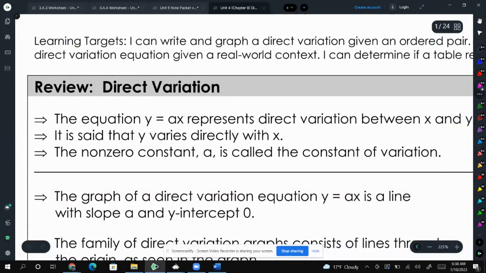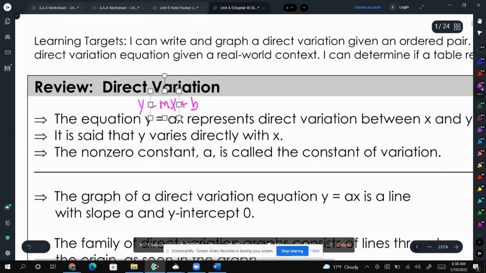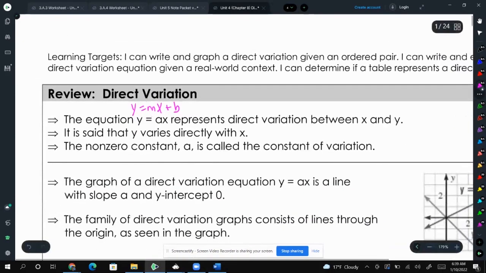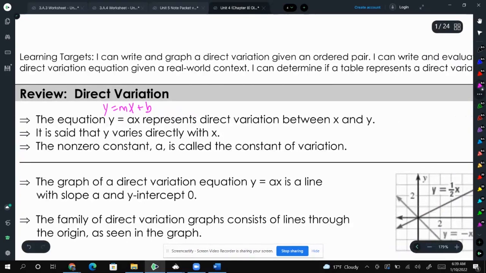Well, this may look a little bit familiar because we did y equals mx plus b at one point, where m was your slope and b was your y-intercept. Now, you see the difference here is that we don't have a b value. There's no y-intercept, but you still have a slope. So when we talk about y equals ax, your a value or your slope can't be 0, because then it would just be y equals 0.